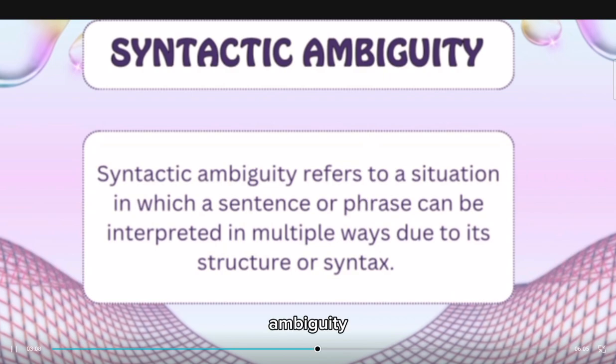Syntactic ambiguity. Syntactic ambiguity refers to a situation in which a sentence or phrase can be interpreted in multiple ways due to its structure or syntax. In other words, syntactic ambiguity is like when you say something and it can mean two different things because of how the words are put together.